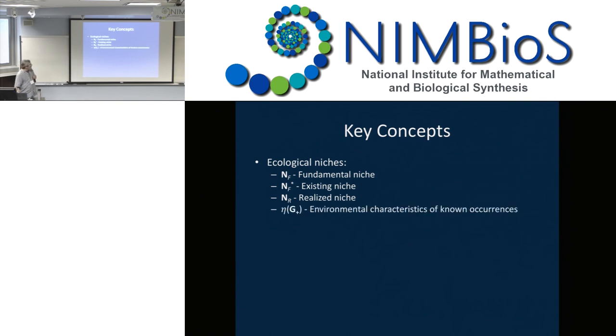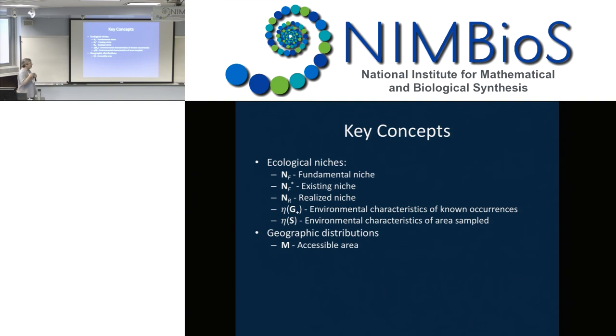And then other things we need to be aware of are the environmental characteristics of known occurrences of our species and environmental characteristics of the area sampled. We could also do environmental characteristics of M, which turns out to be pretty important as well. And then we have, in the geographic dimension, these key areas of M, the accessible area, obviously A and B, the other two pieces of the BAM diagram.